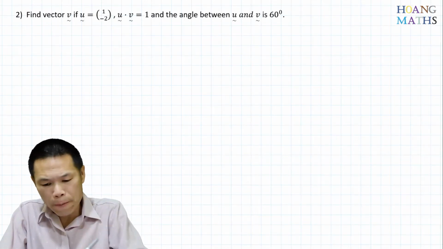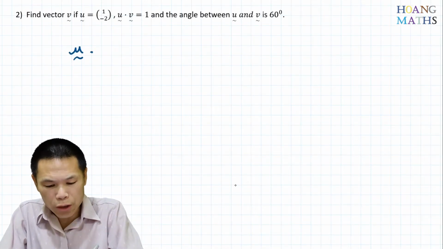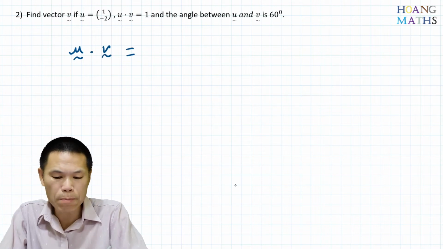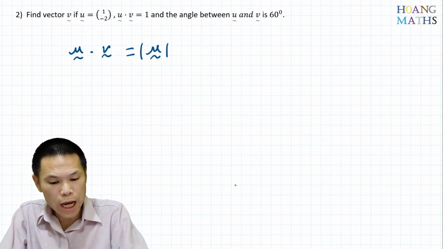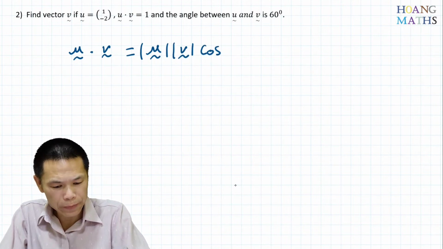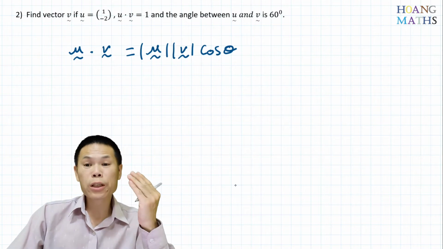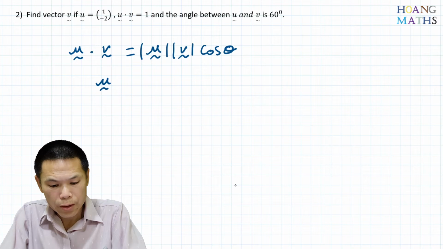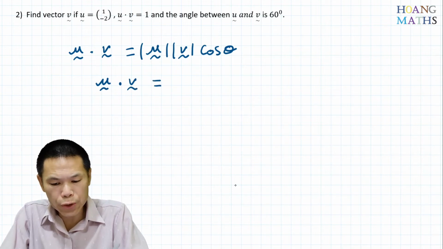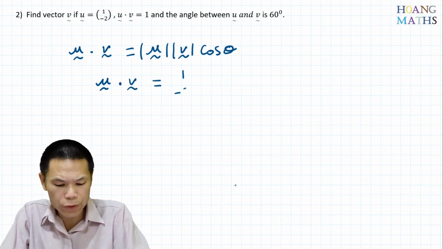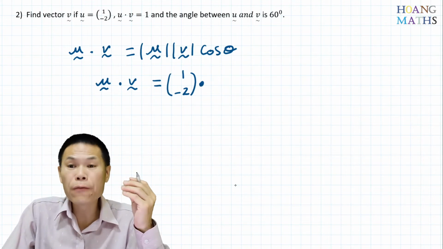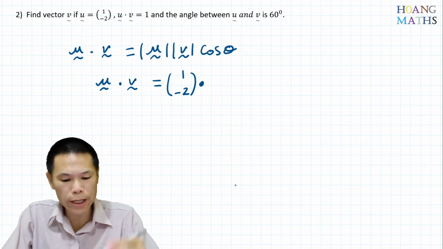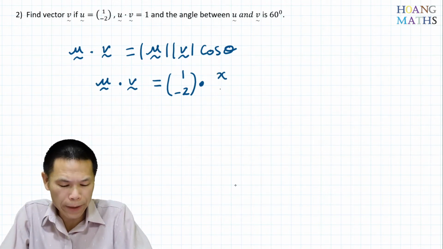So first of all, we know that vector u dot vector v is equal to the magnitude of u times the magnitude of v and cos the angle in between, which is theta. So we just work out vector u dot v first, okay? So u dot v, so u is 1, -2, in column form, okay? Dot the vector v, and v we need to find out. So let's say x and y, okay?